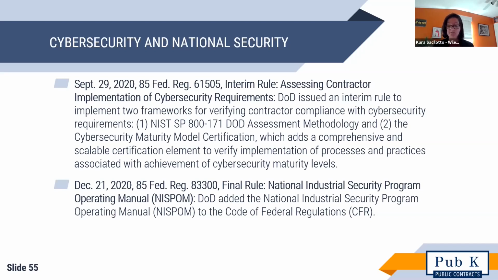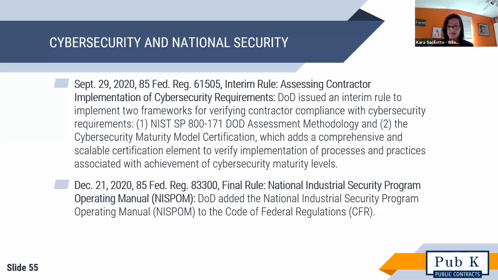But the interim rule does not prescribe a specific minimum score to be eligible for award, although the contractor must identify a date by which it expects to achieve a score of 110 in order to complete the basic assessment. This NIST assessment is reflected in the DFARS clauses 252.204-7019 and -7020. Now, building on the NIST standard and going forward is the CMMC framework, which will be phased in over 5 years.